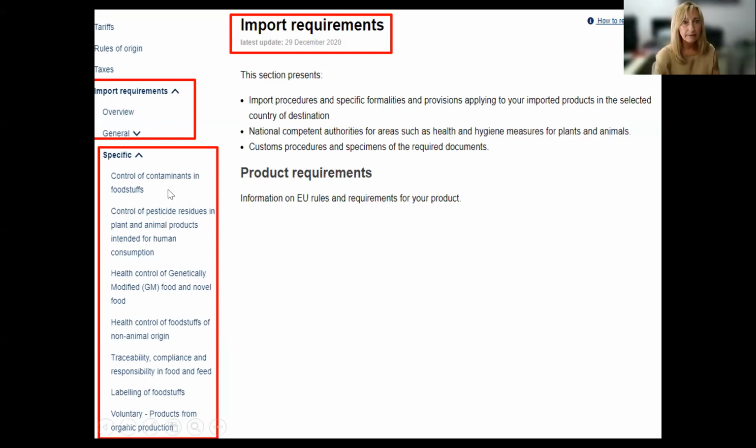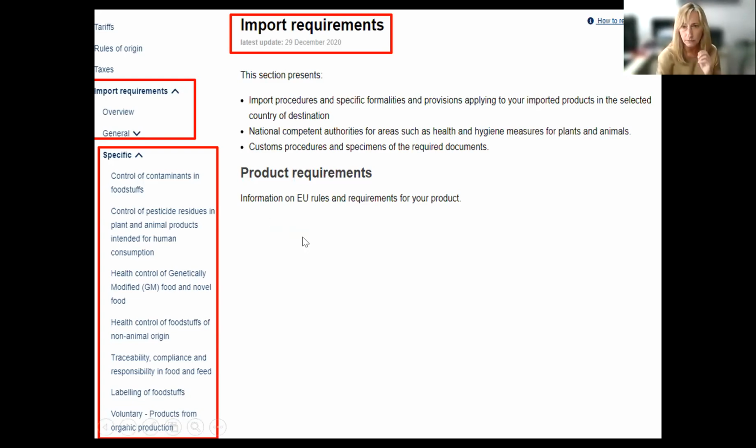For example, I have just pressed here on control of contaminants in foodstuffs because maybe there's an additive that is prohibited in the European Union, or some ingredients, but it's important to learn the quantities that are forbidden, because maybe your product has this ingredient that you think is forbidden, but it is lower in quantity, so you can export, okay? Another tip, it happened to me many times with different countries, in different markets.